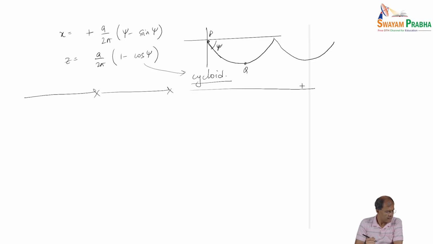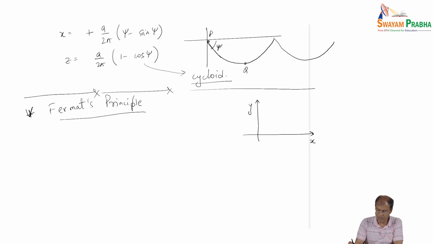So let us continue. What we are trying to derive is Fermat's principle for the motion of light. We have x and y, and from here what we get is, let's say the light is traveling.